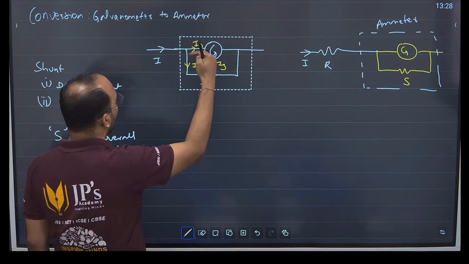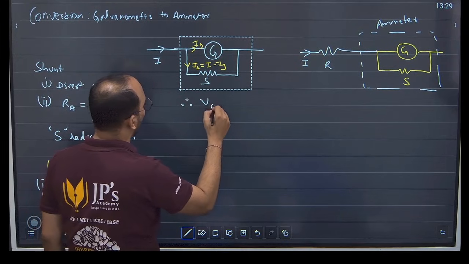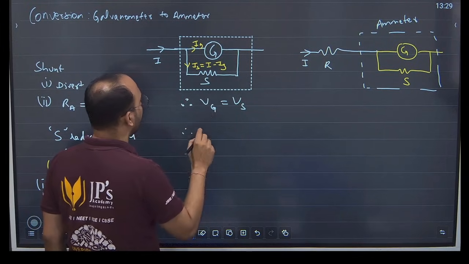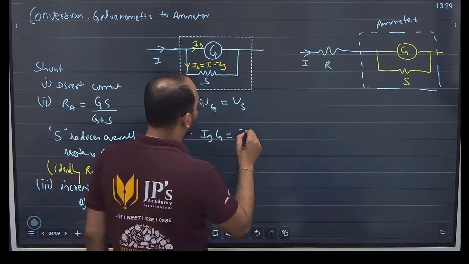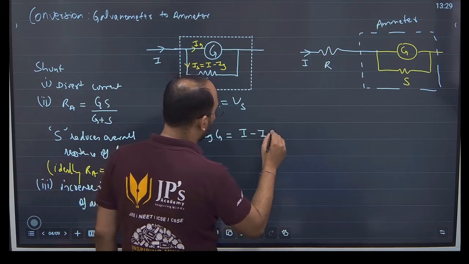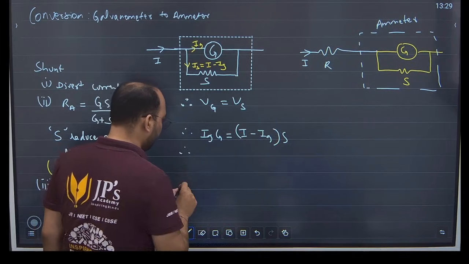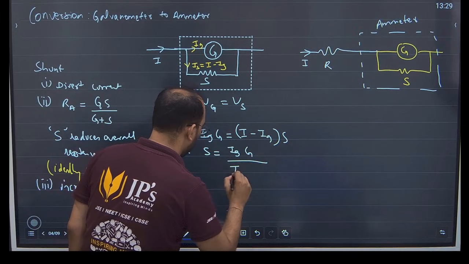Okay, also we know that S and G are in parallel, so we can say therefore voltage across G should be equal to voltage across S, which basically tells me what is voltage. It is IR. IG G should be equal to what? It should be equal to (I minus IG) S. Therefore, what is S का value? It is IG G upon I minus IG.